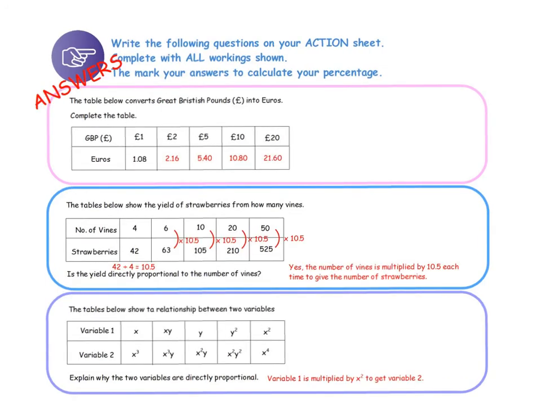Well done for having a go. You'll notice that the answers are now on the screen. Please could you take a moment to green pen them. If you still got some questions wrong or you're not sure about something, now's the time to ask your teacher.